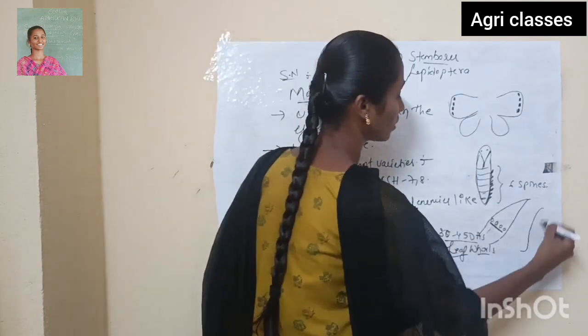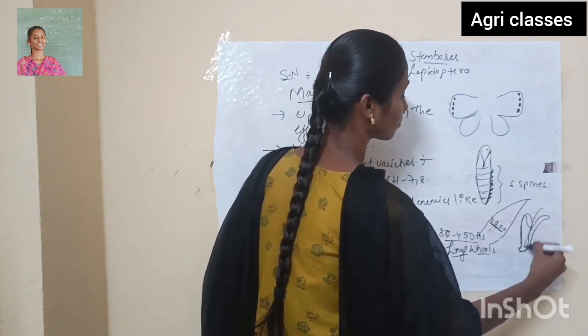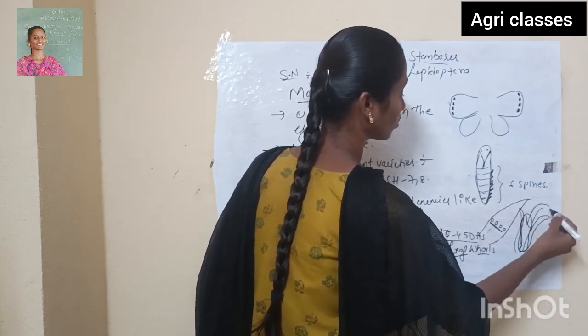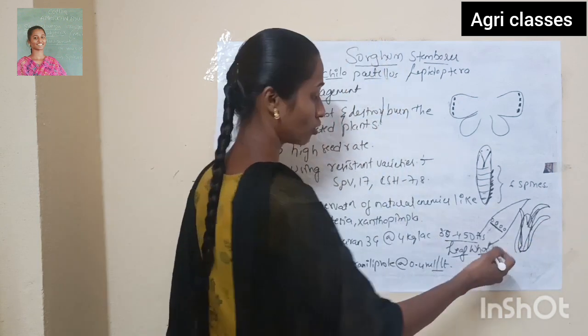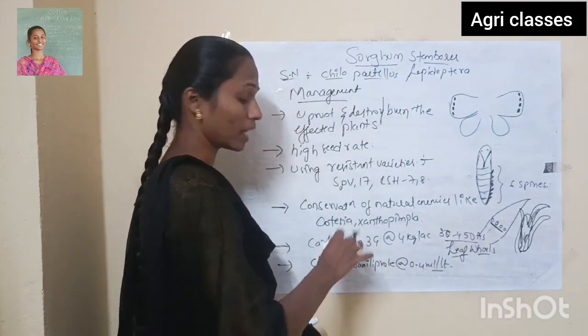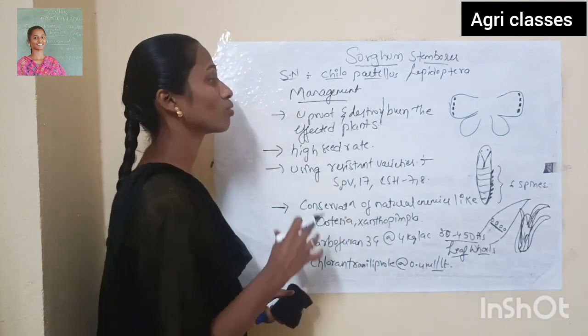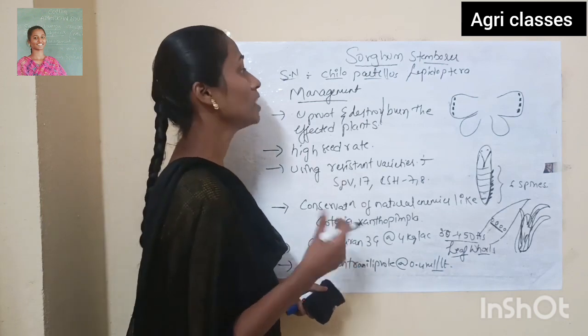Leaf rolls are nothing but, here we can see like this. So directly into the leaf rolls, because we can observe the larvae inside the leaf roll. That's why we should apply chemicals or granules into the leaf rolls. This is the overall management of sorghum stem borer.